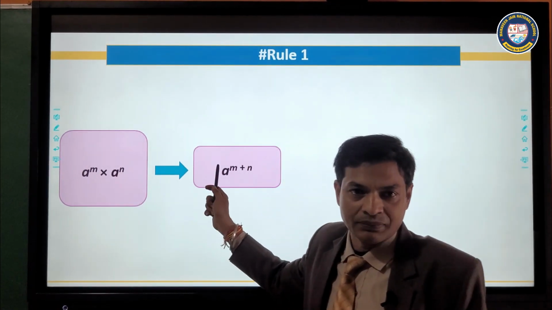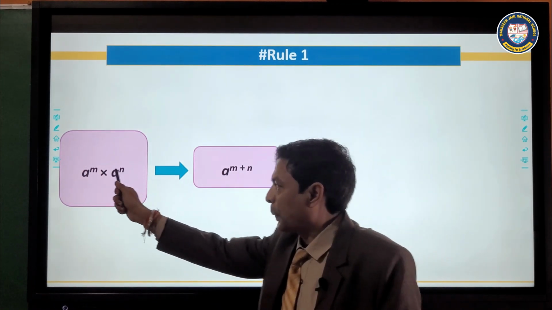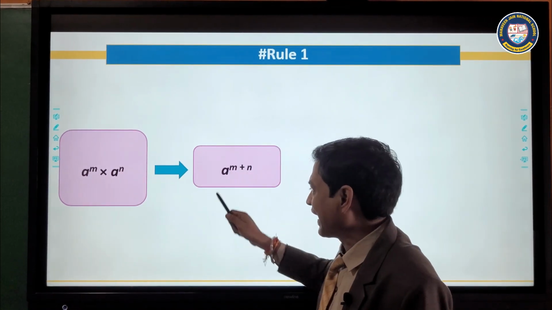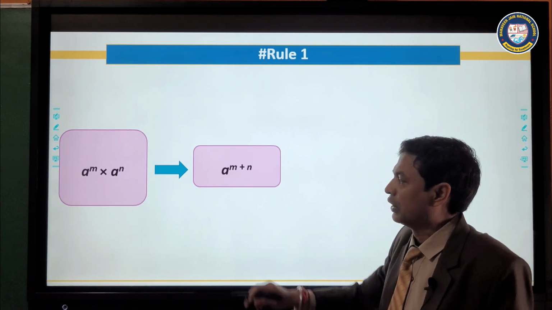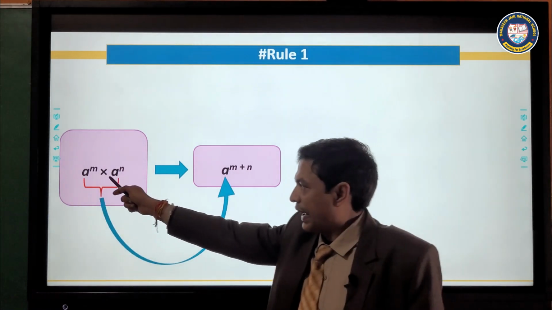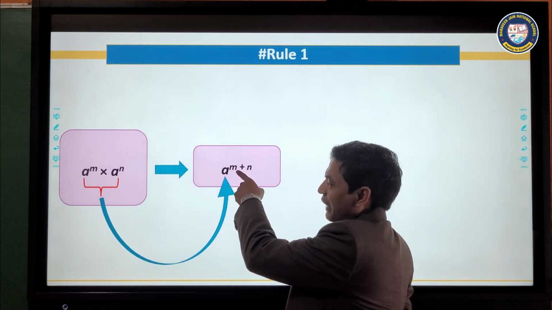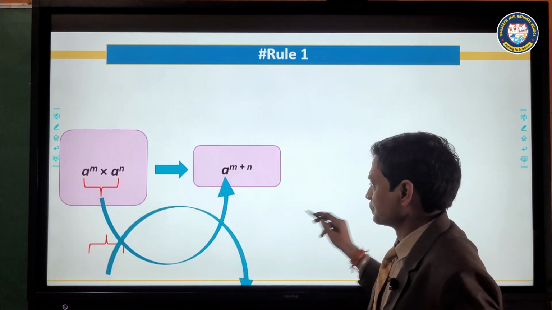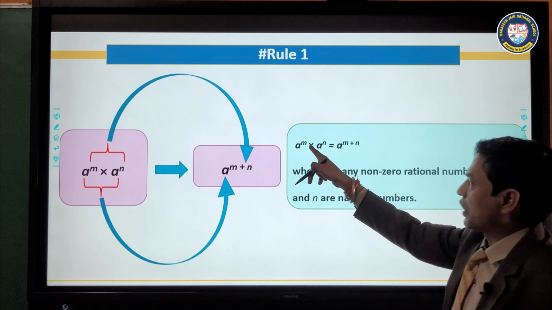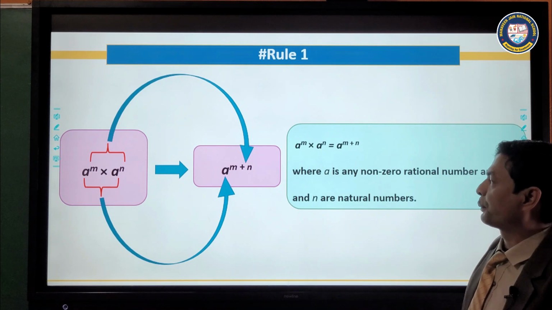Both the bases are the same and we simply add the powers. It means the first law is: when the bases are the same and the powers are different, we simply add both the powers. So a to the power m into a to the power n, the base is the same and the powers m and n get added. So a to the power m into a to the power n is equal to a to the power m plus n.